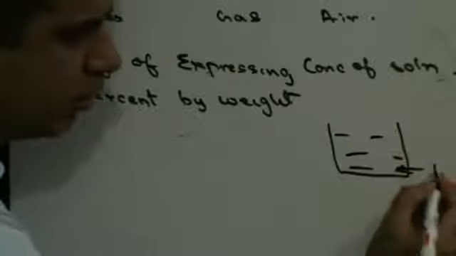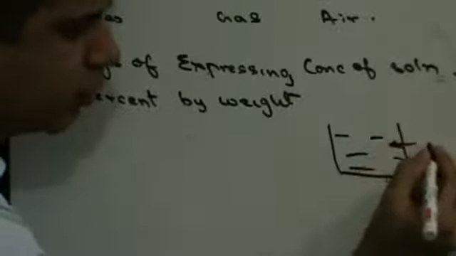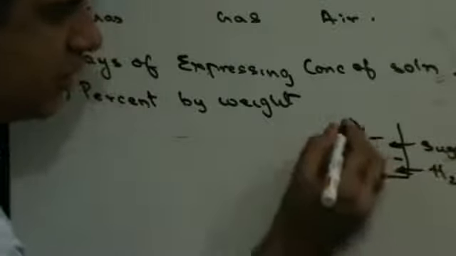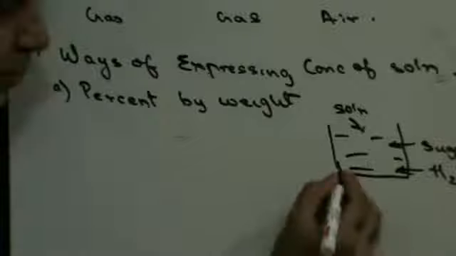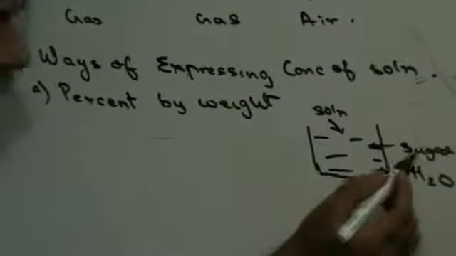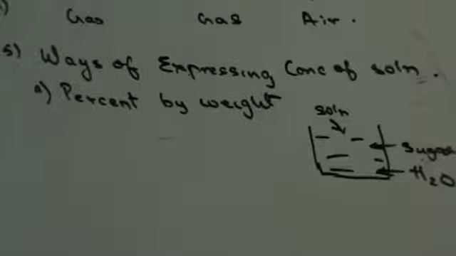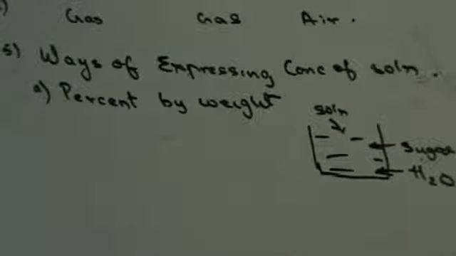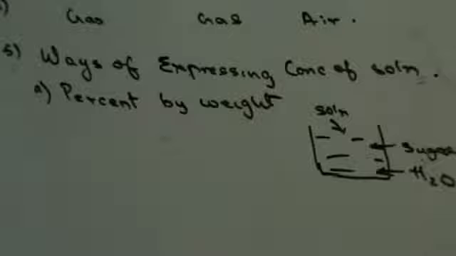Beaker, water, sugar or salt, whatever I want, I could take here. Say sugar, I stick to my original example, and this is my solution, a homogeneous mixture. Now, percentage by weight is how much sugar you have put in how much water. It is the ratio of the weight of the solute to the weight of the solution. I put 4 grams of sugar, and let's assume the total weight of the solution is 6 or 7 grams. So that would be my percent by weight.